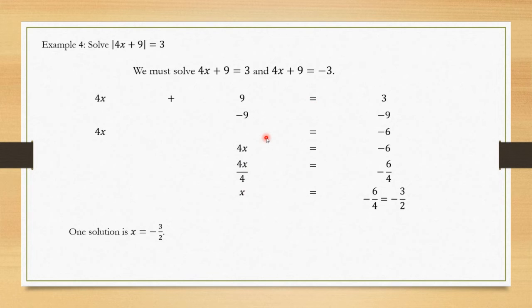So we have 4x all alone on the left. We have 4x equals -6. And now what do we do next? From 4x, we divide both sides by 4. Doing that, we get x equals -3/2. Now, are we done? No, we're not done yet. We have to handle this equation as well. We handled when it's equal to 3. Now we have to take care of when it's equal to -3.